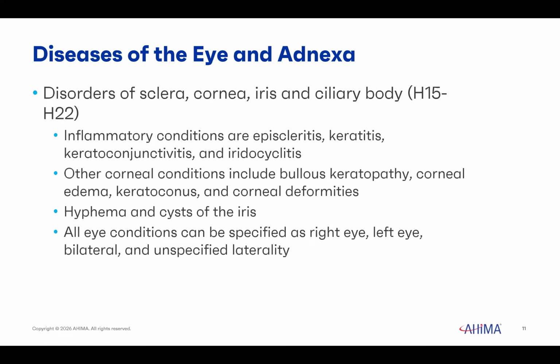And diseases of the sclera, cornea, iris, ciliary body that fall into code categories H15 through H22 include various inflammatory and structural conditions. And since we have two eyes, we need to specify laterality in the coding.